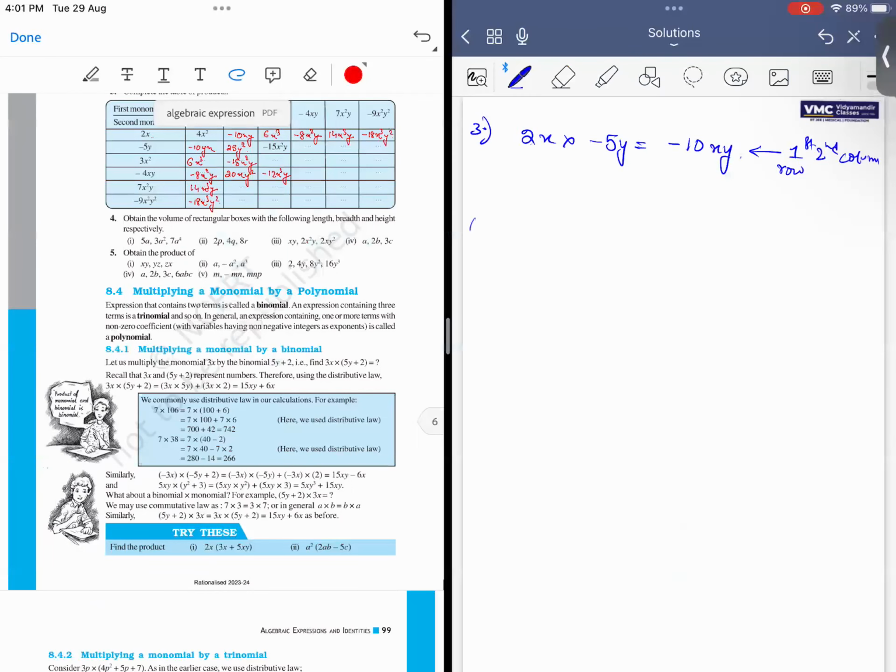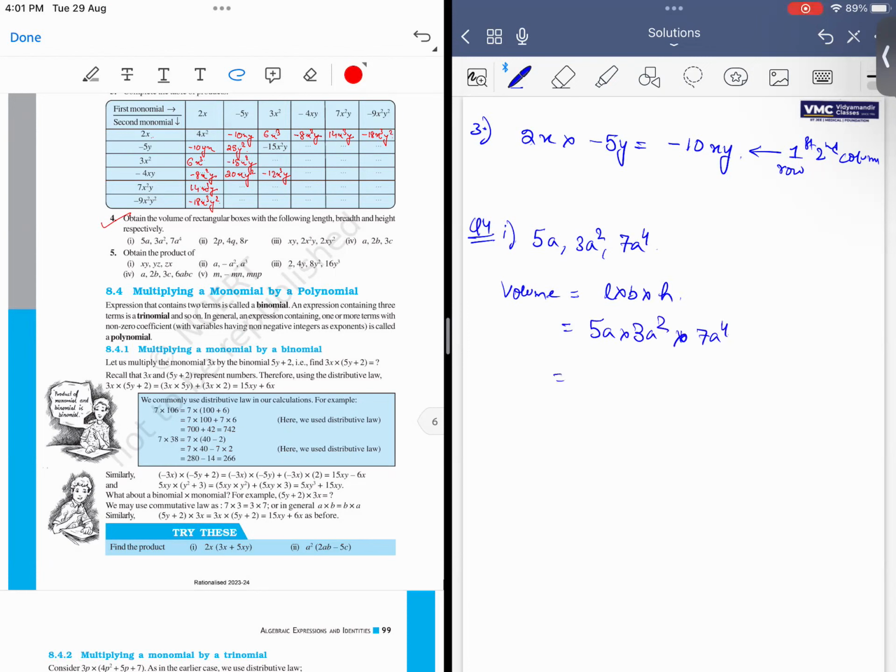Okay, question number 4, if we see. The first part: 5a, 3a square and 7a to the power 4. So the volume formula, we know that it is what? Length into breadth into height. So that is 5a into 3a square into 7a to the power 4.